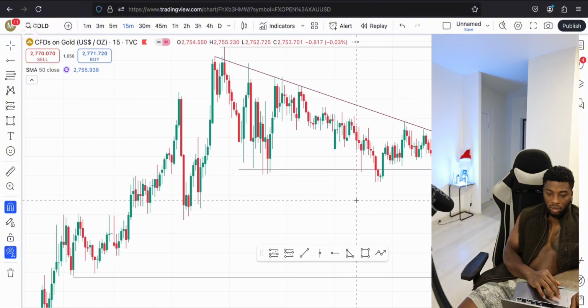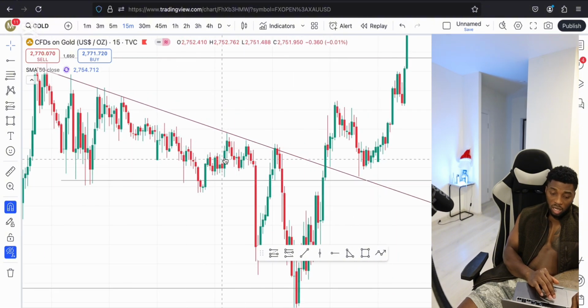So I actually took a trade around this level, which is not really a good trade though. Anywhere below this level should be a sell zone, and anything above should be a buy zone. I took a trade here, which ended up in a loss.